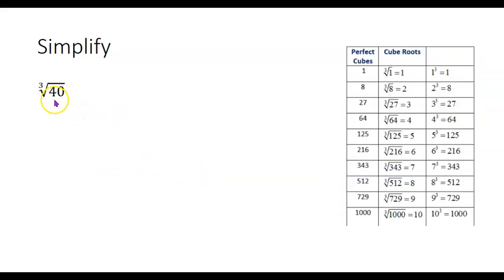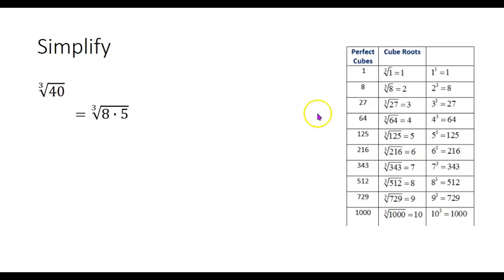And now let's do one with a cube root. The cube root of 40. 40 is not a perfect cube, so the cube root of 40 is not just a nice whole number. But can we take 40 and break it up into one factor that is a perfect cube times something else that isn't?